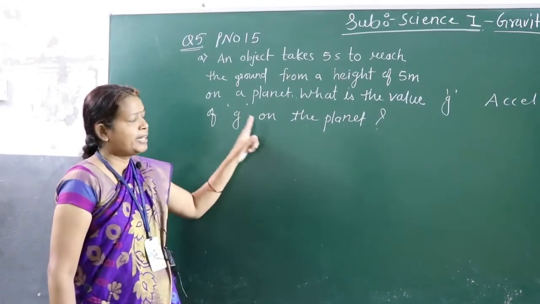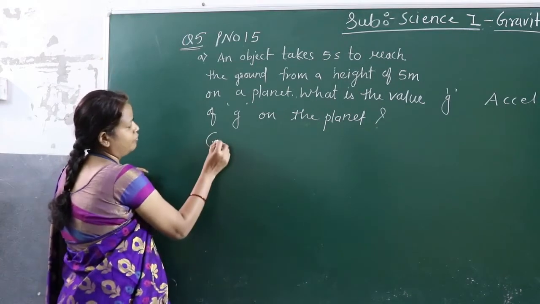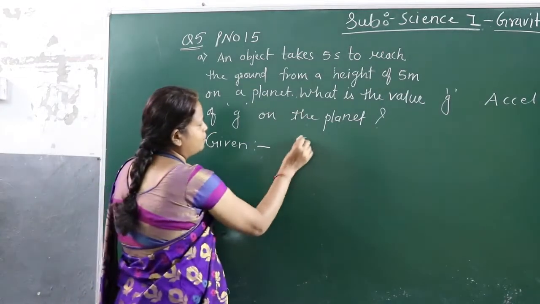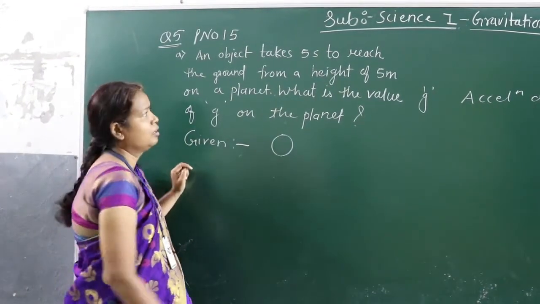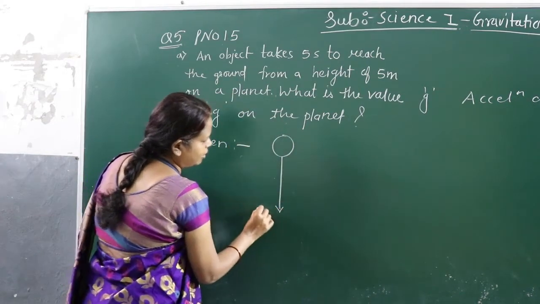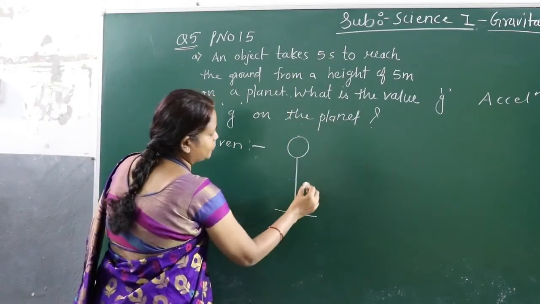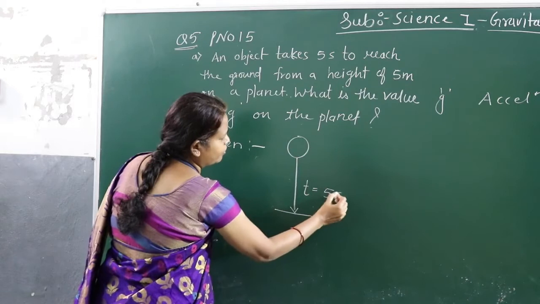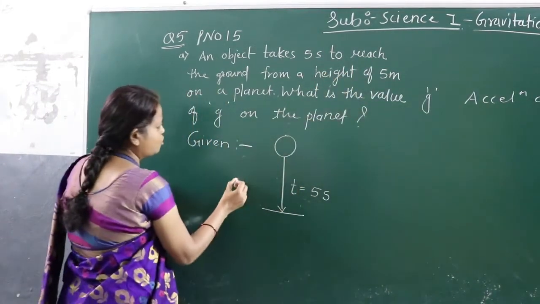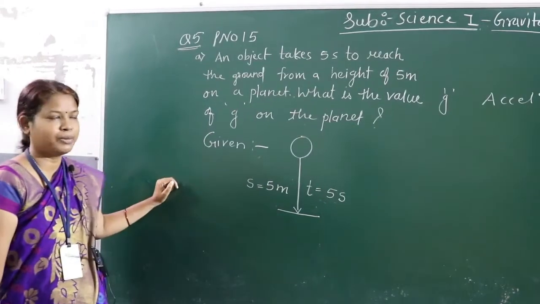We have to read this problem carefully and see what is given in that problem. First we write the given. What is given? One object is there, suppose it is a ball. It reaches the ground, and how much time does it take? It takes 5 seconds. So our time is 5 seconds. Height is given, that is 5 meters. So S is equal to 5 meters, that is our displacement.